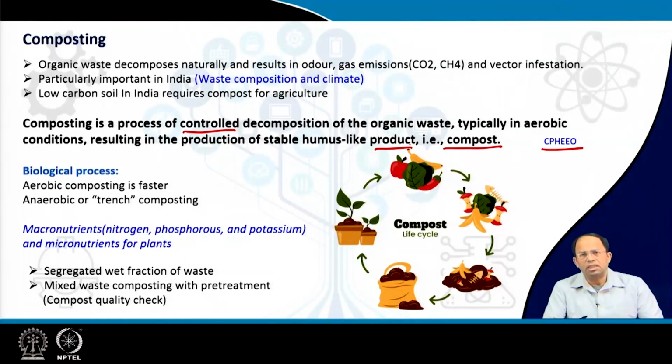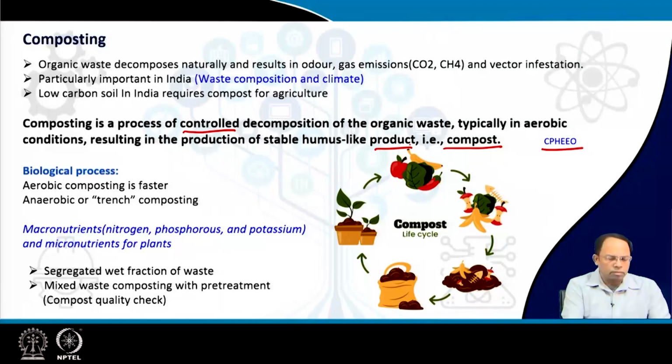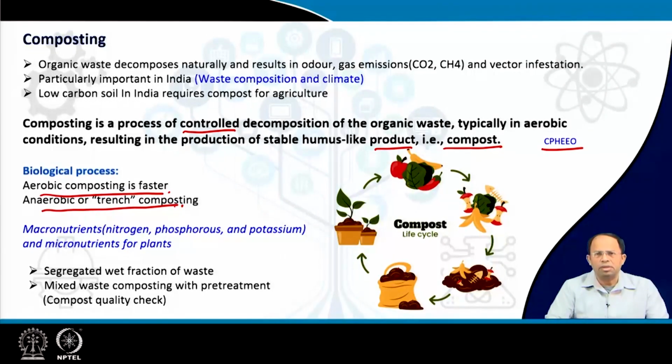Now, because it's a decomposition process, primarily we use biological processes, and as we have learnt earlier, there are aerobic and anaerobic processes. Aerobic is when the decomposition happens in the presence of oxygen. Aerobic composting is faster than anaerobic composting, and anaerobic or trench composting is usually not preferred because of the higher bad odor, and the process is slower as well. Composting results in the accumulation of several macronutrients as well as micronutrients for the plants, which could be taken up by the plants if this compost is applied to them. Macronutrients such as nitrogen, phosphorus, and potassium are the results of the composting process.